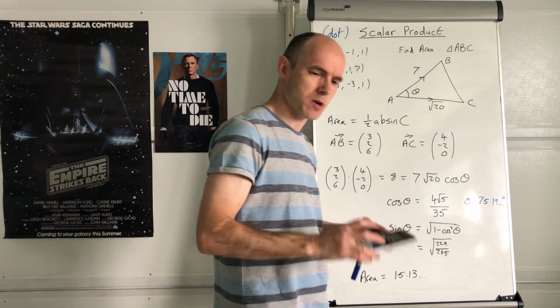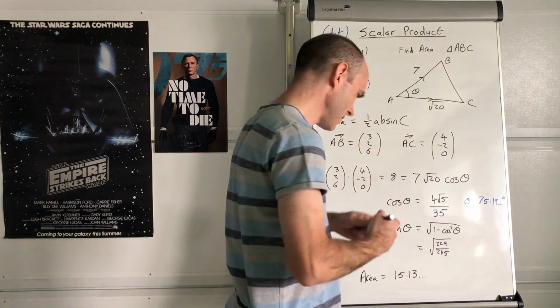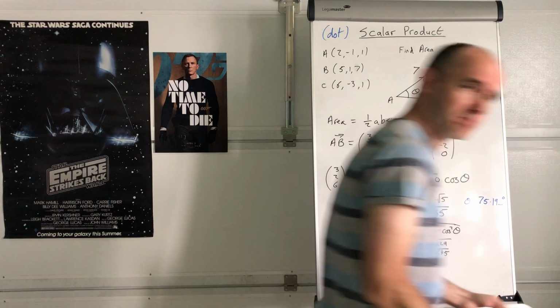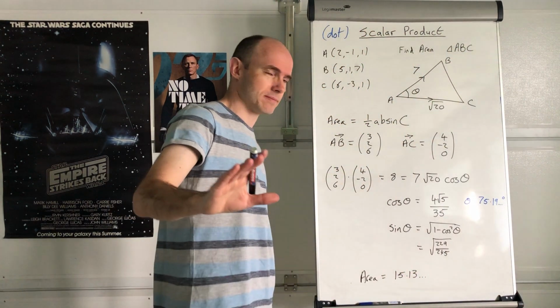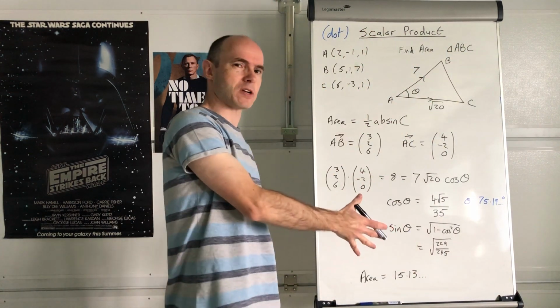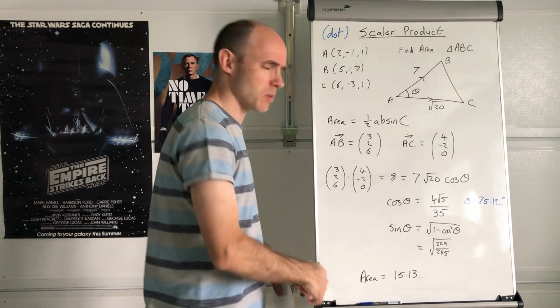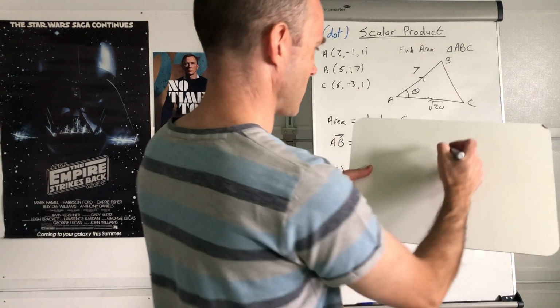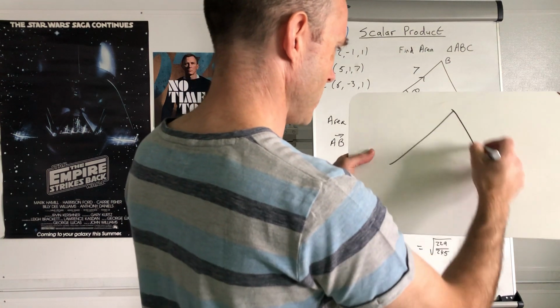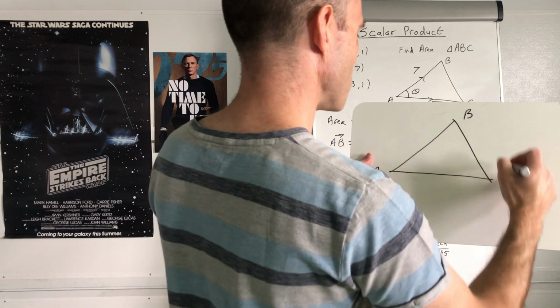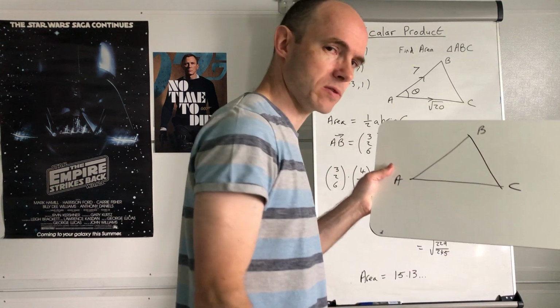Let me just take a moment to discuss why the vectors approach is preferred. Just take a metaphorical step back and think about how much simpler that is compared to what we would have to do without using vectors. Without using vectors, what would you do? So here's the triangle. Hopefully you can see that. There's triangle ABC. How would you work out the area of that without using vectors?